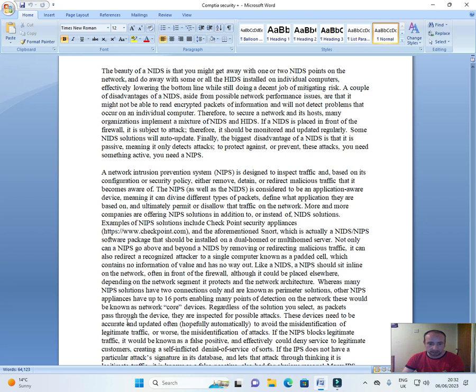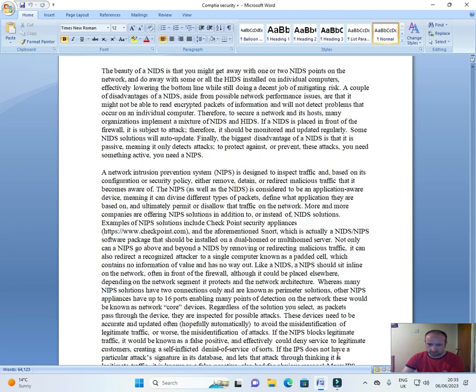As packets pass through the device, they are inspected for possible attacks. These devices need to be accurate and updated often, hopefully automatically, to avoid misidentification of legitimate traffic, or worse, misidentification of attacks. If the NIPS blocks legitimate traffic, it would be known as a false positive, and effectively could deny service to legitimate customers, creating a self-inflicted denial of service of sorts.